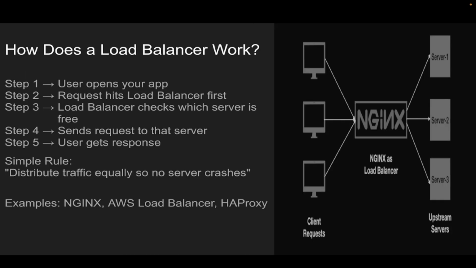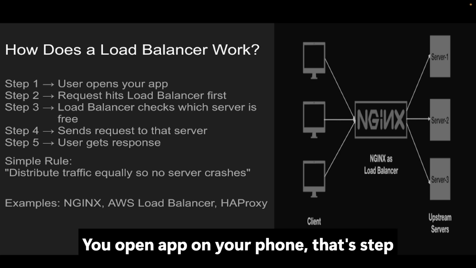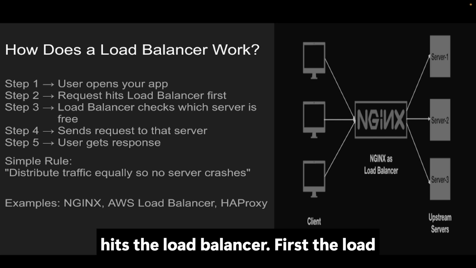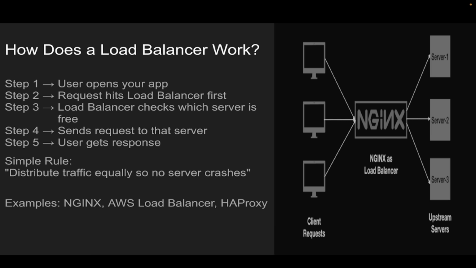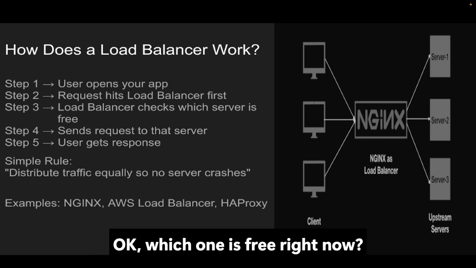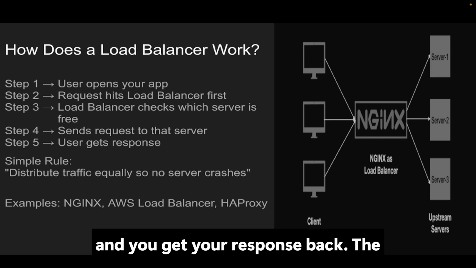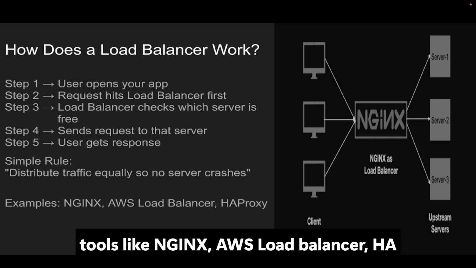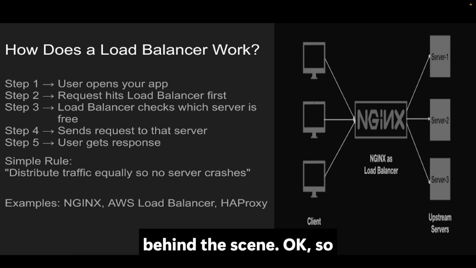So, how does it actually work in a real app? Let's walk through it step by step. You open an app on your phone. That's step 1. A request is made, and that request doesn't go directly to a server. It hits the load balancer first. The load balancer then looks at all the servers and says, okay, which one is free right now? Found one. Great. Sends the request there. And you get your response back. The whole thing happens in milliseconds. So, tools like Nginx, AWS Load Balancer, HAProxy, these are all doing exactly this behind the scenes.